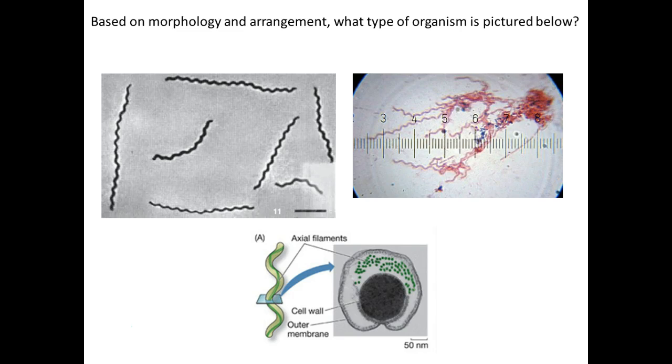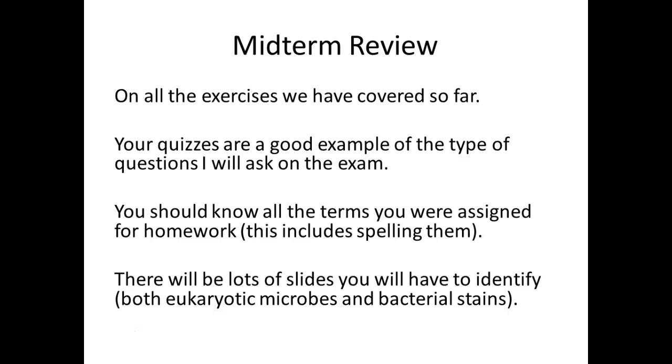These guys look like squiggly lines under the microscope. Three-dimensionally, they would be helical in shape. These are your spirochetes. And these kind of corkscrew through the environment. These are highly pathogenic and hard to grow, so we don't get to look at any of these under the microscope here. So what should you study for your midterm?